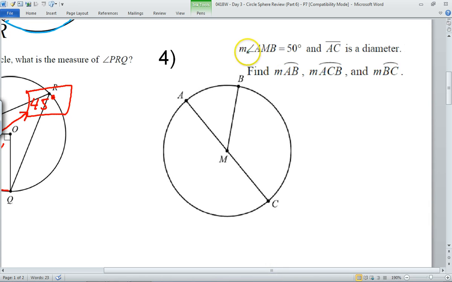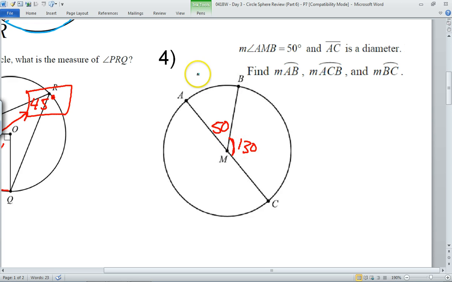We are given angle AMB is 50. That means this right here is 50. Can you tell me what the other angle would be right next to it, right here? That's going to be 130. Can everybody see why? Yes. It's a straight line, 180 degrees. So subtract 50 from 180, you get 130.